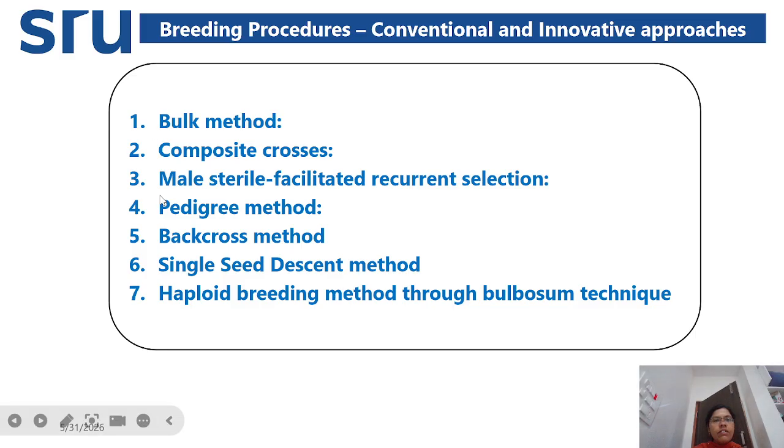So here we are having the seven breeding methods. That is, the first one is bulk method, and the second one is composite crosses, and the third one is male sterile facilitated recurrent selection, and the fourth one is pedigree method, and the fifth one is backcross method, and the sixth one is single seed descent method, and the seventh one is haploid breeding method through the bulbosum technique. So these are the seven breeding approaches which are present in the barley crop.